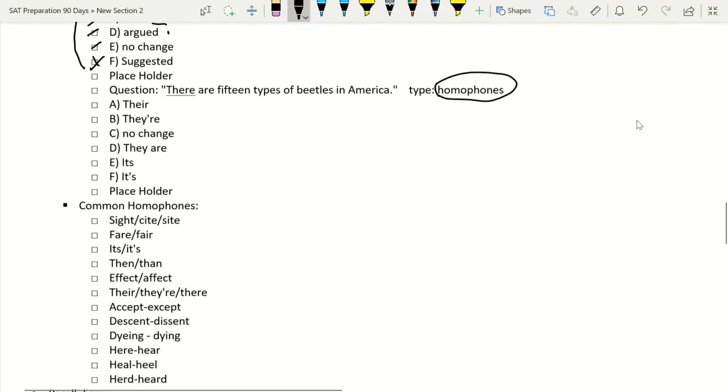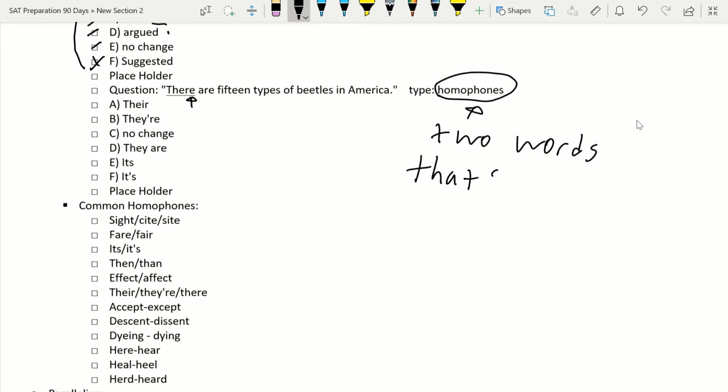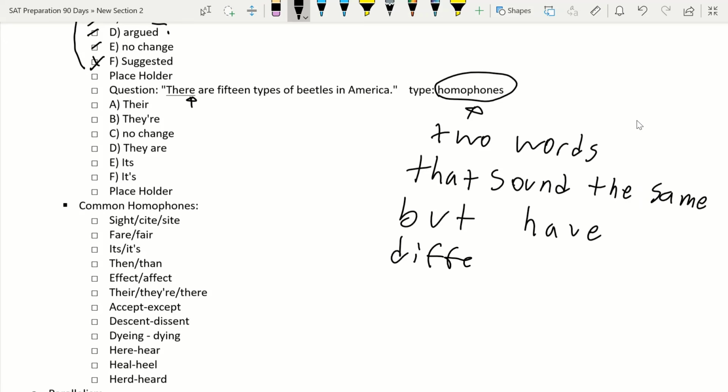All right, the next question. So this is going to be a question type of homophones, and I'll show you how I know that. Anytime that I see their or its underlined, I know that it's more than probably 99% chance it's going to be a homophone question, right? So a homophone is two words that sound the same but have different meanings. All right, so that's what a homophone is. They're two words that sound the same but have different meanings.